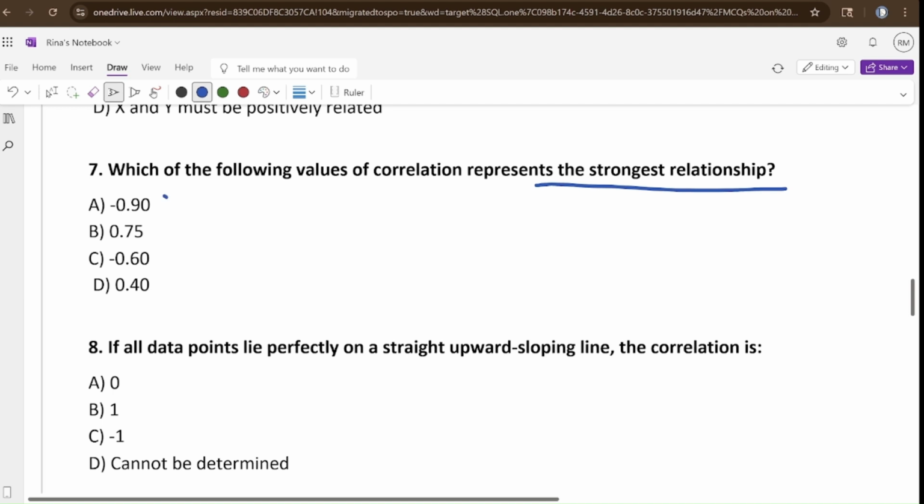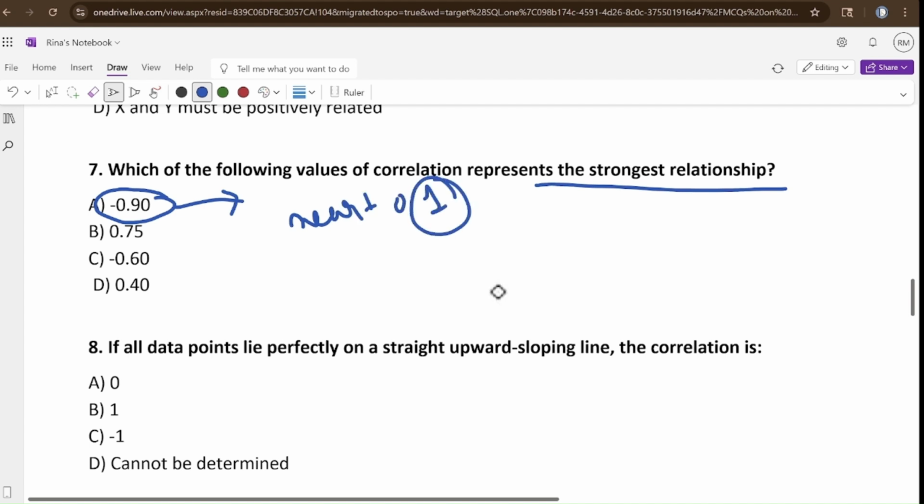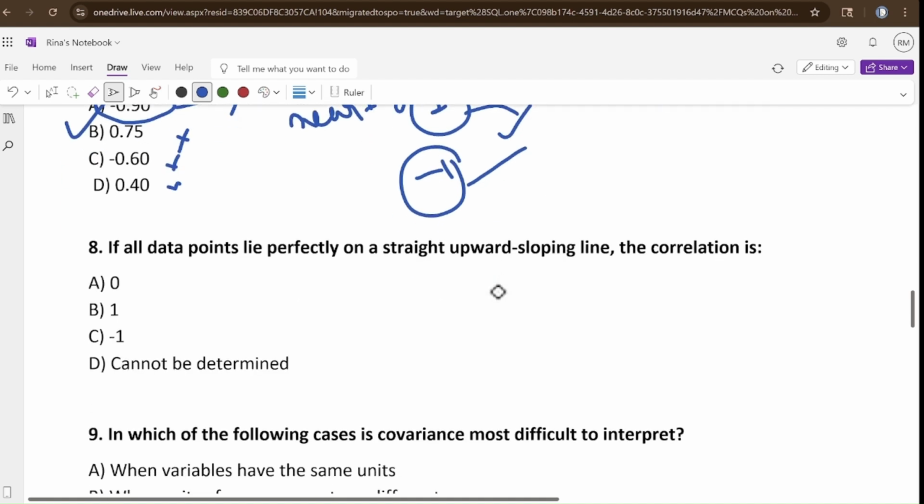Which of the following values represents the strongest correlation? -0.99, yes, that is the strongest because it is near to 1. If it is near to 1, then it is positive. If it is near to -1, then it is negative. Compared to 0.75, 0.60, 0.40, the strongest is this one. You have to compare with the others.